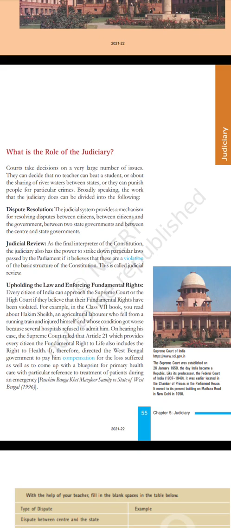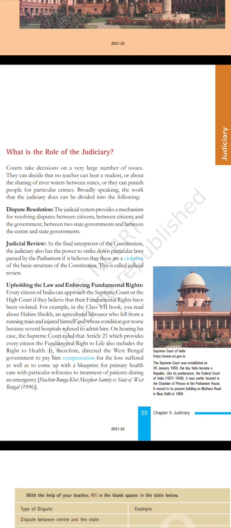Judicial review. As the final interpreter of the Constitution, the judiciary also has the power to strike down particular laws passed by the Parliament if it believes that these are a violation of the basic structure of the Constitution. This is called judicial review.